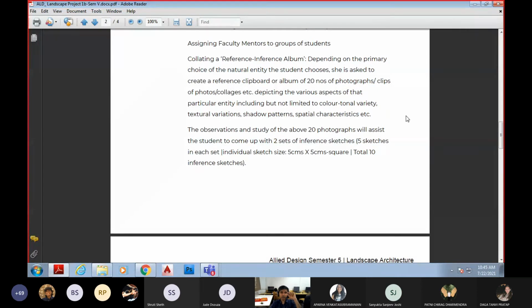You go through those 20, and then you create two sets of 5 sketches. 5 sketches that depict wetness, 5 sketches that depict dryness.